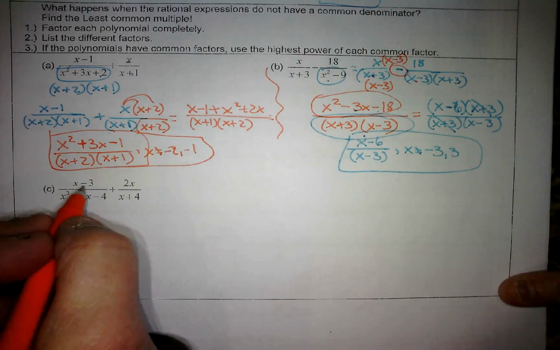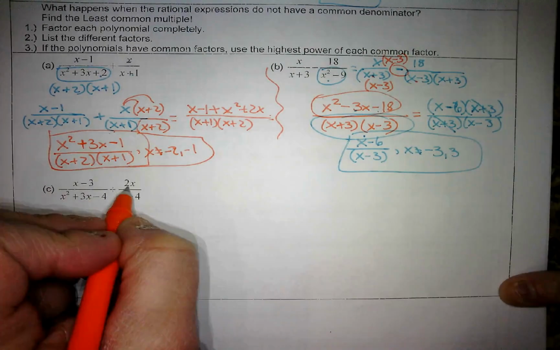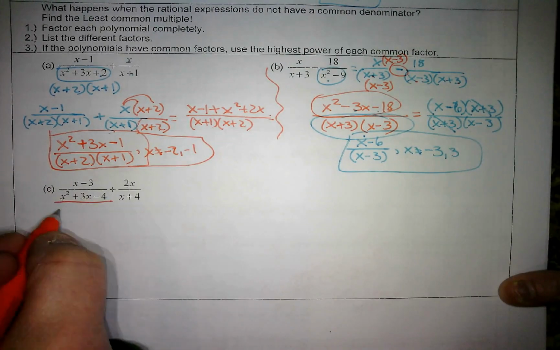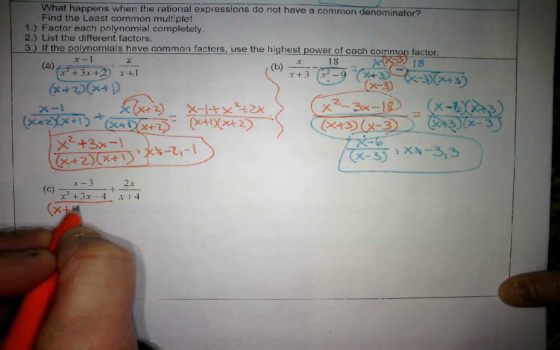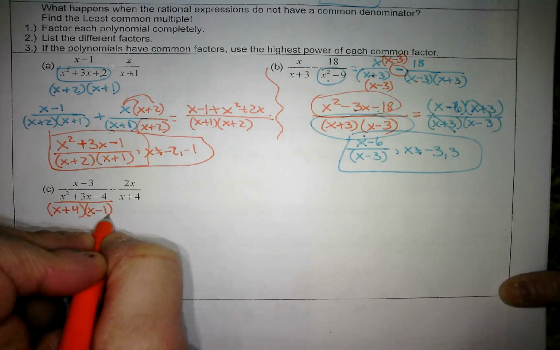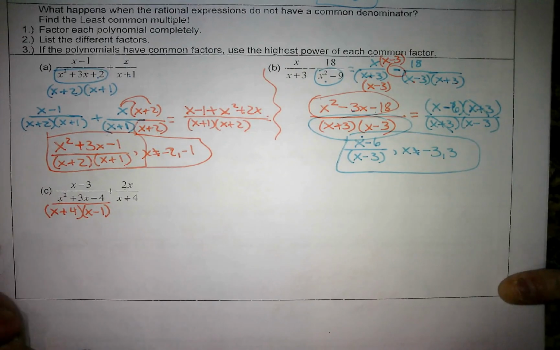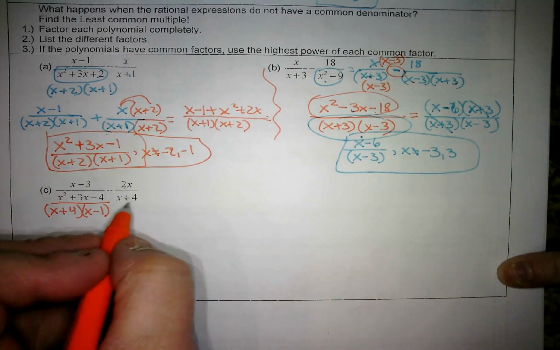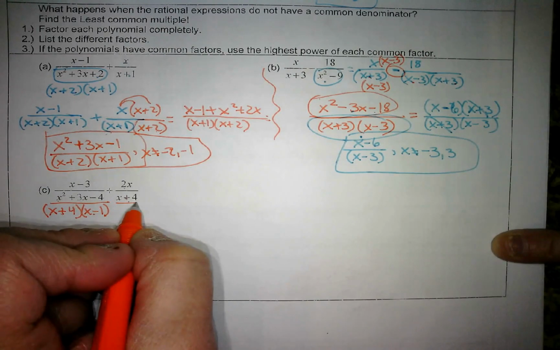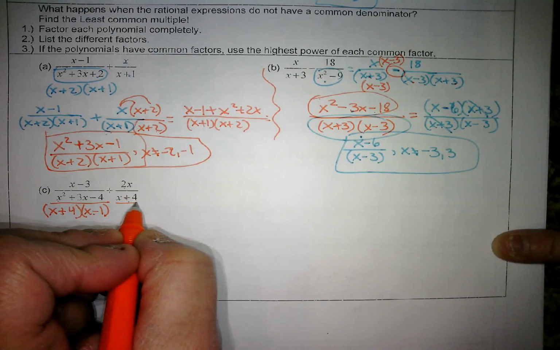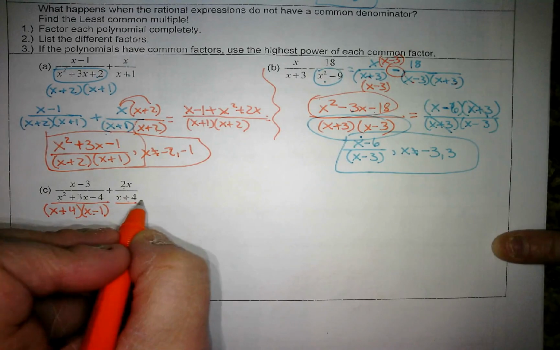So x minus 3 I can't factor, 2x I can't factor. This I can factor, and it factors down to x plus 4 and x minus 1. And then this is x plus 4. Alright, so now here's my denominator for this one. Here's my denominator for my other one. What do I need to make these look exactly the same? Well, this one is missing an x minus 1.